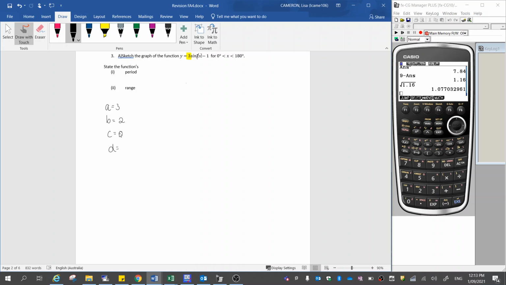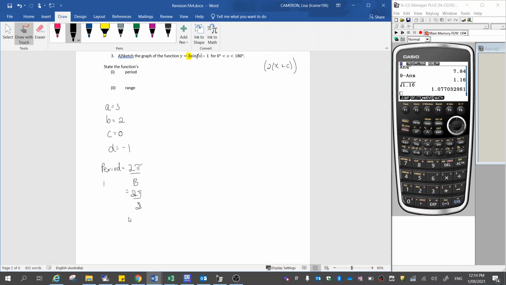We have no phase shift. If we did have a phase shift, it would be shown like this, some sort of value in there, but we don't have a phase shift, so it's 0. And our equilibrium value is at -1. So we're going to first find our period, then we'll find our max and our min. So the period of this function is equal to 2 pi over b. Now, we've already determined that b is equal to 2.